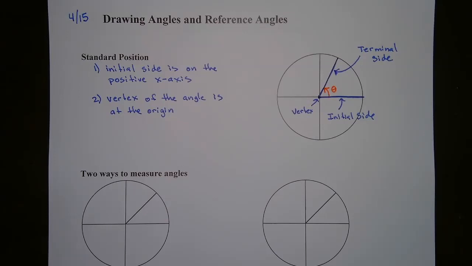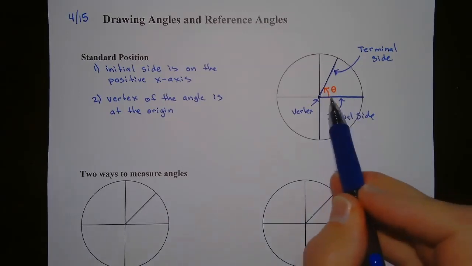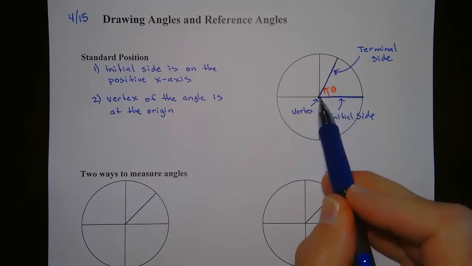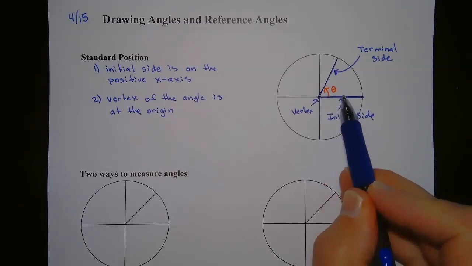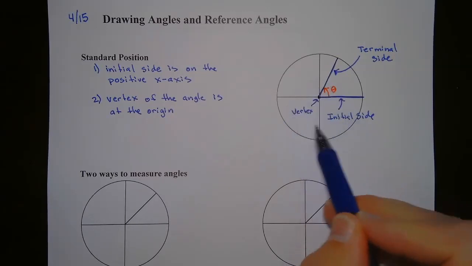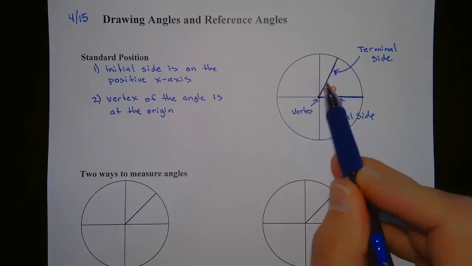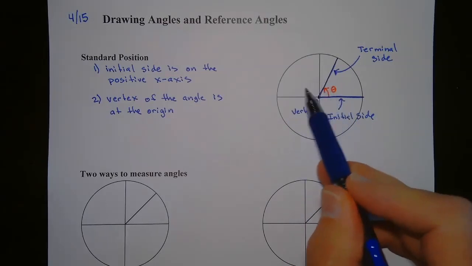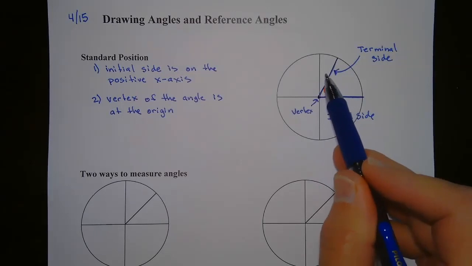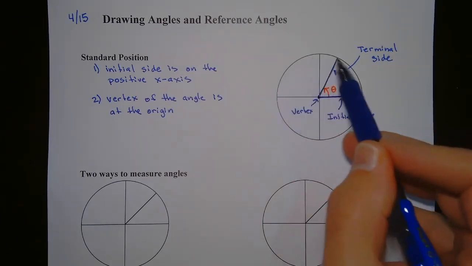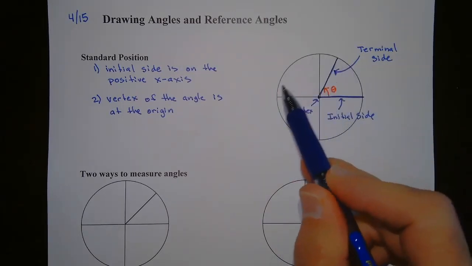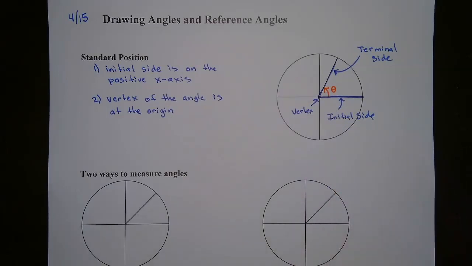The initial side's right here. We always start our angles on the positive x-axis, and then we rotate around like we would a clock. This is counterclockwise. We're going against the direction of what a clock normally goes. A clock normally goes this way, around. So we're going counterclockwise. That's that. Let's go to the next thing, and we're going to talk about there's two different ways to measure angles.